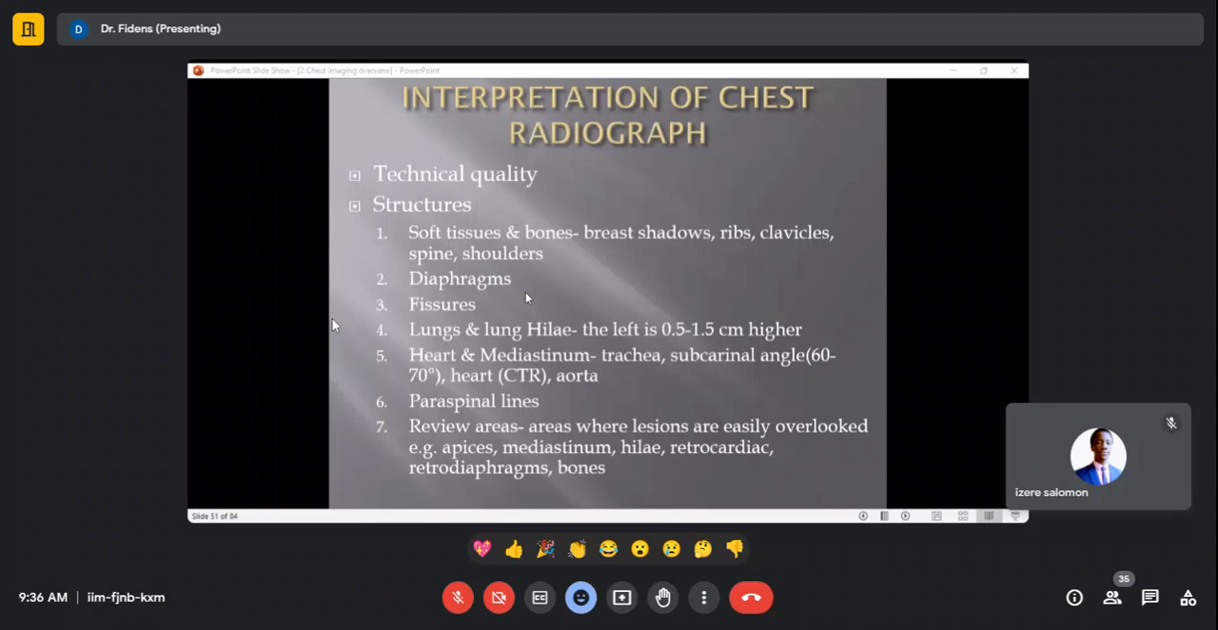You have to look at them. You have to check the diaphragm to see if they are very well positioned. You have to check the fissures, but remember, you cannot see fissures, but sometimes the right horizontal fissure you can see on chest radiograph.